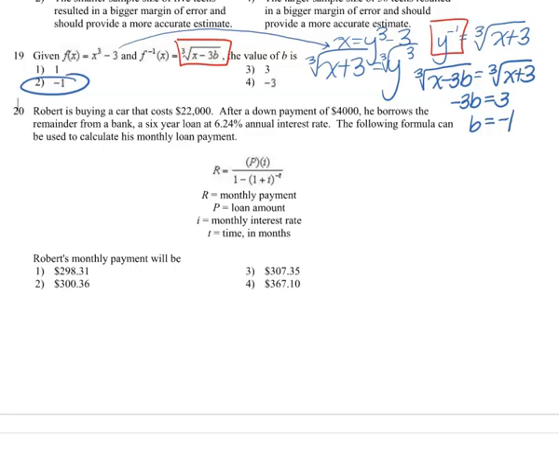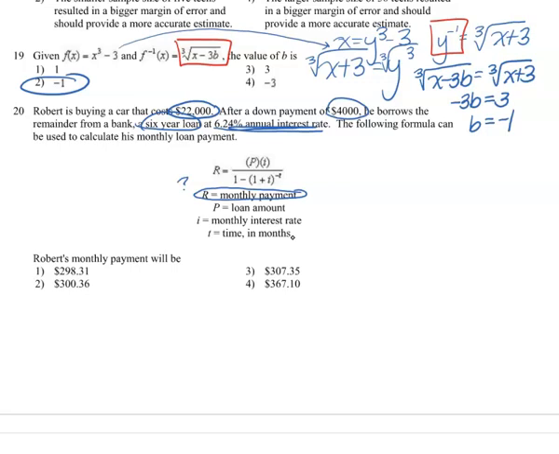All right, this one, there's a lot to pay attention to. Robert is buying a car that costs $22,000. After a down payment of $4,000, he borrows the remainder from the bank, a 6-year loan at 6.24% annual interest rate. The following formula can be used to calculate his monthly loan payment. Ultimately it wants me to find Robert's monthly payment. So that tells me this is my unknown, and I should be able to figure out everything else listed in this problem.